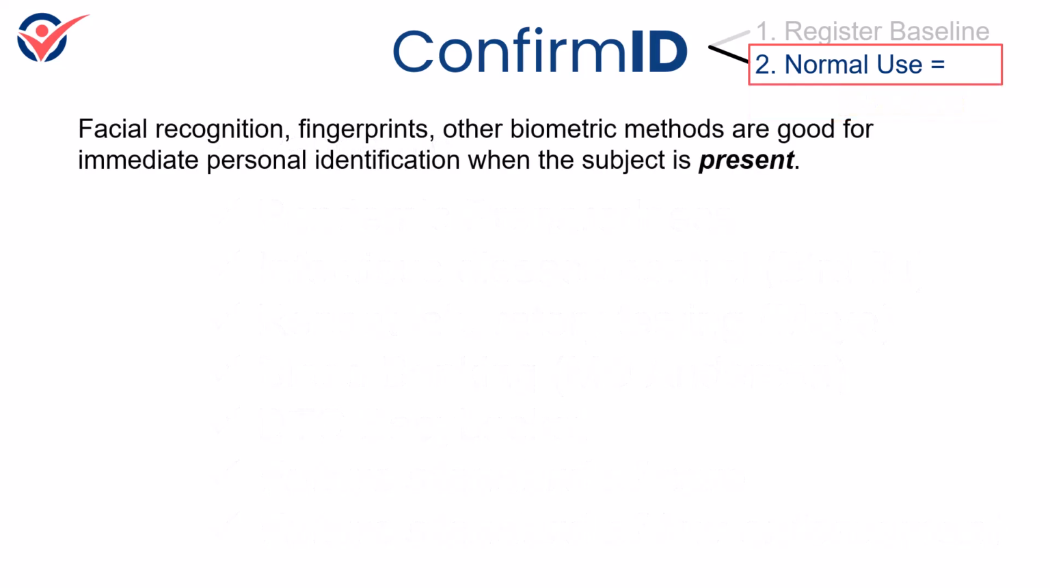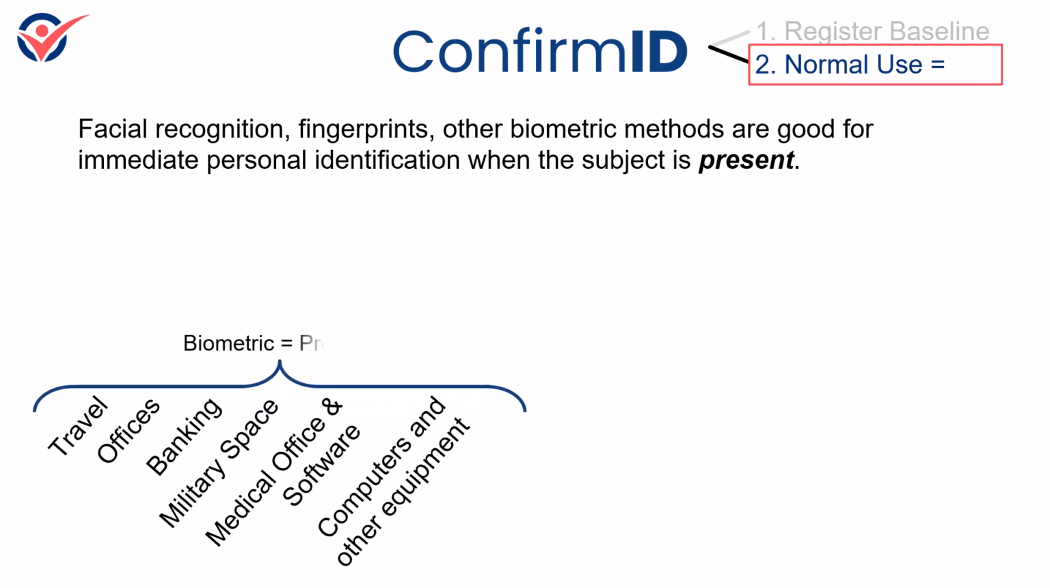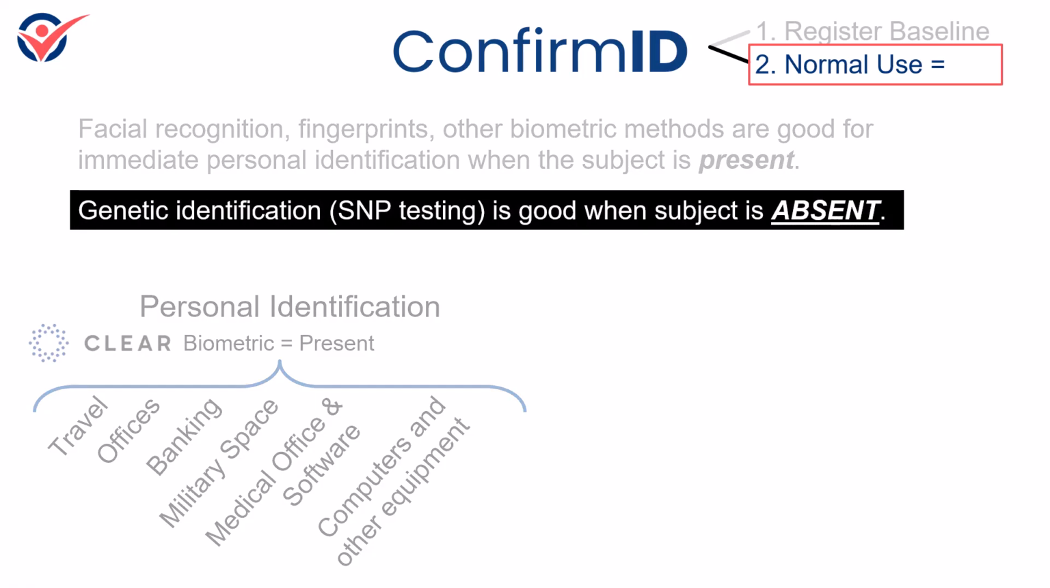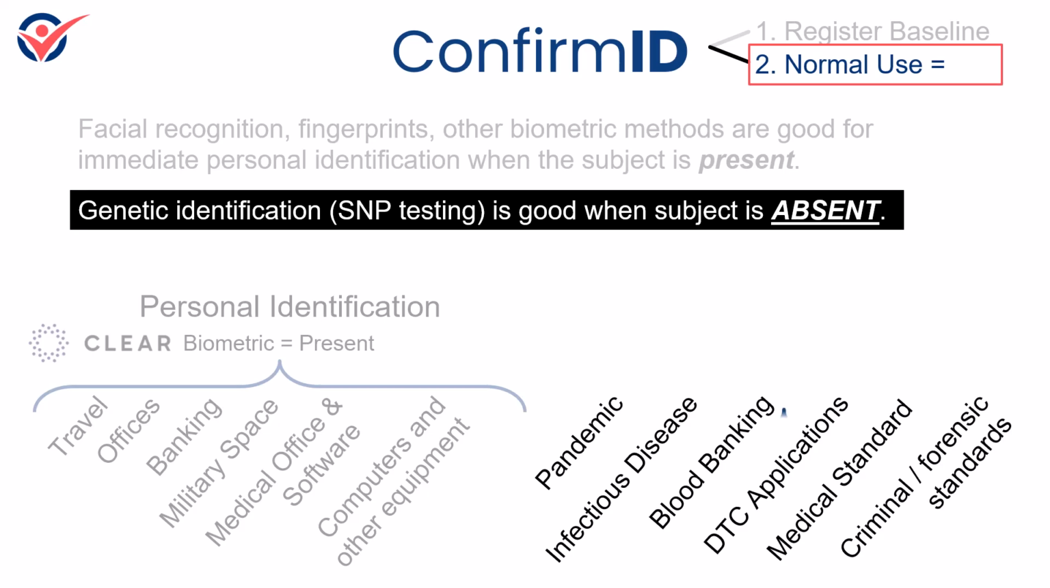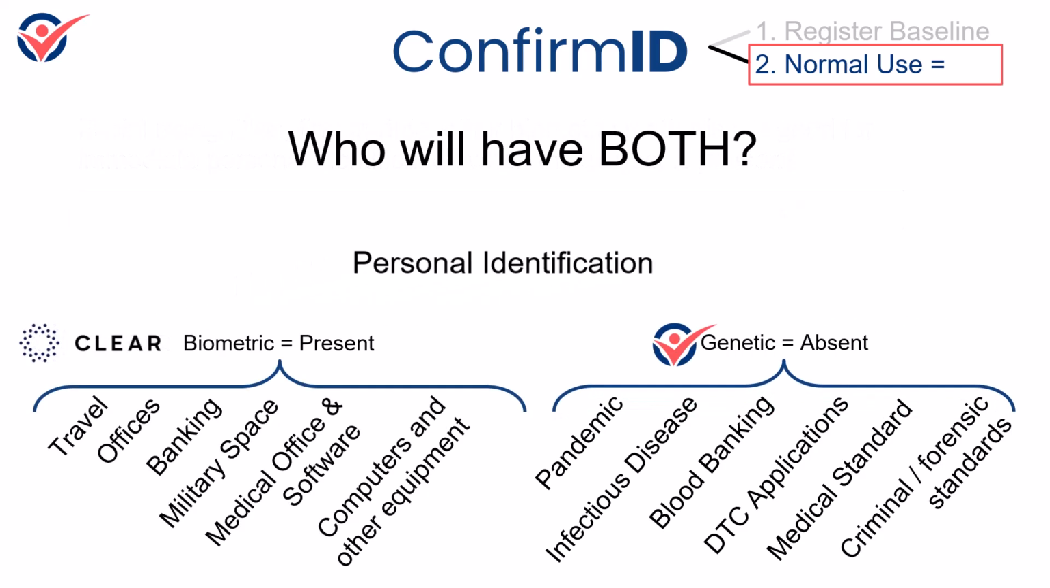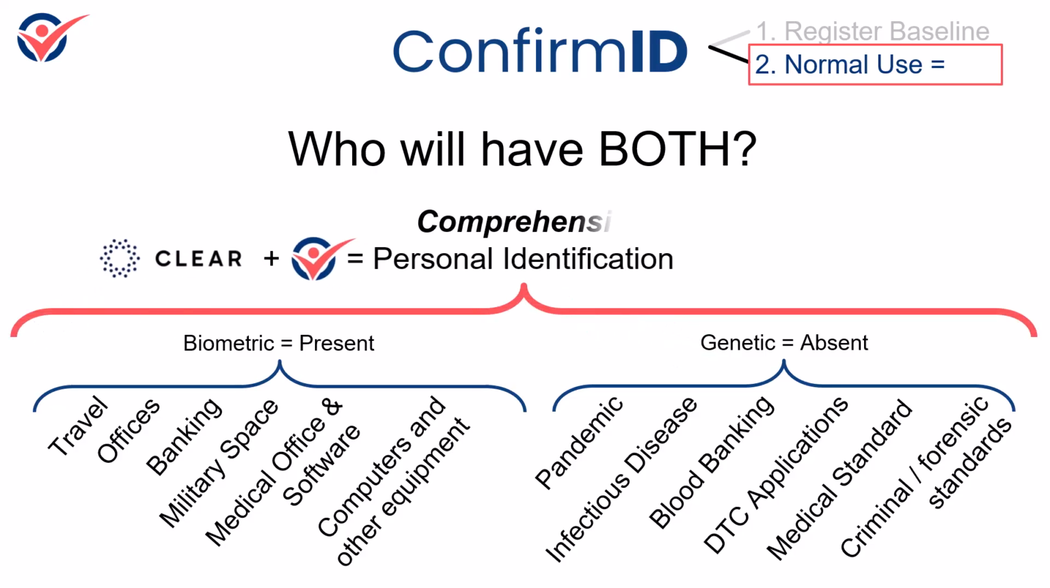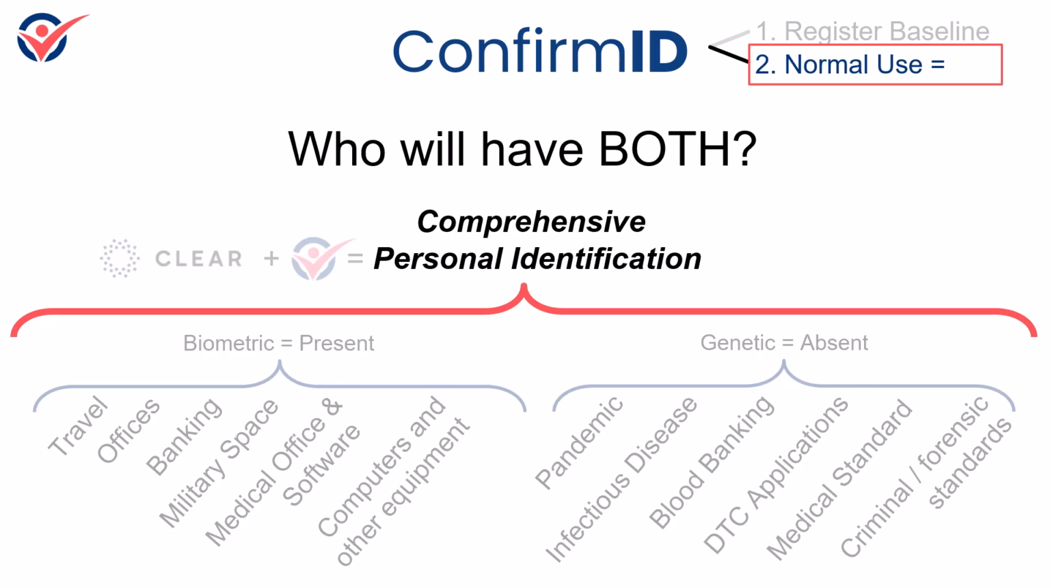Keep this in mind. Facial recognition, fingerprints, and other biometric methods are good for immediate personal identification when the subject is present. Genetic identification, using SNP testing, is good when the subject is absent. So who will have both biometric and genetic identification, or comprehensive personal identification?